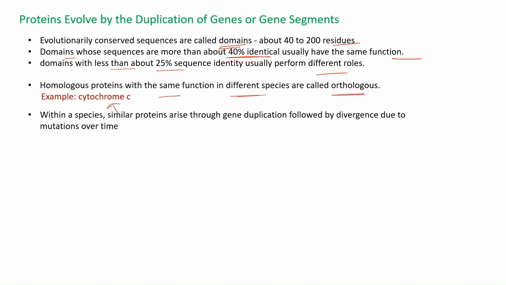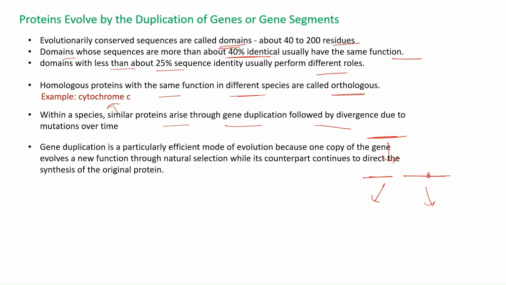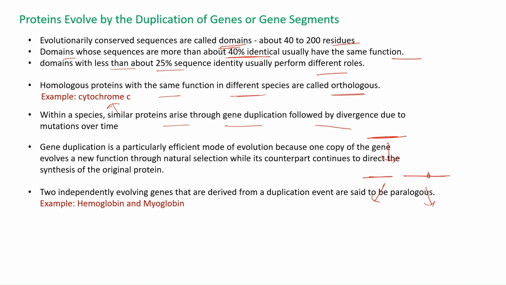Now also there are homologous proteins which are found in the same species. These homologous proteins arise due to gene duplication followed by divergence. It means one gene is present, that gene will get duplicated, but here due to mutation this protein will perform a different function. So within a species the similar proteins arise through gene duplication followed by divergence. Such proteins are known as paralogous. That is, after duplication, when two genes start performing different functions, those two sets of genes are grouped under paralogous. Examples are hemoglobin and myoglobin.